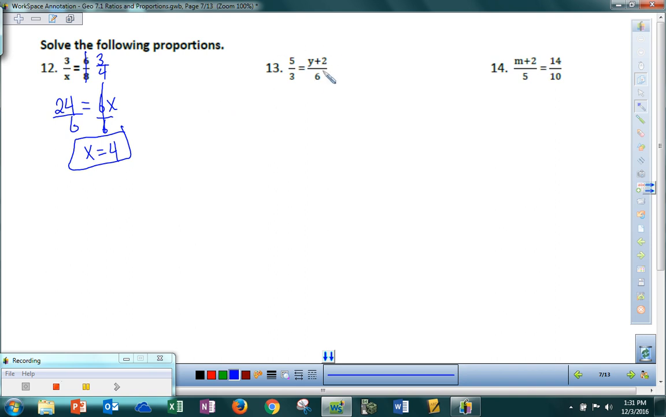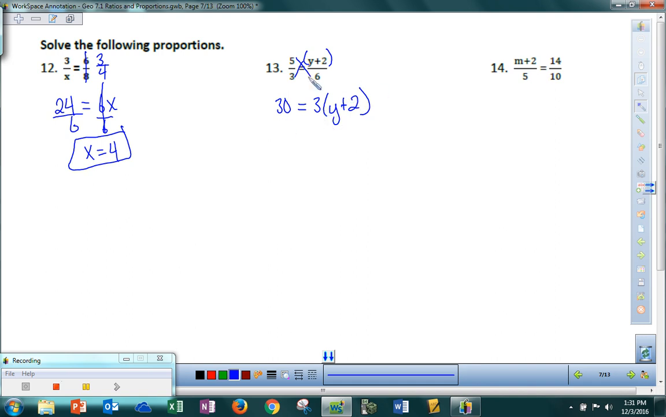Now, if you look at the next one, you'll notice that the variable is not alone. We've got y plus 2 in the numerator of this second half of our proportion. Any time that you have more than one term, you'll want to put parentheses around it. That tells us all of that has to be multiplied when we do our cross. So again, we will start with 5 times 6, which is equal to 30. And then I've got 3 times this quantity, and I will write it just like that: 3, and then my parentheses, y plus 2.